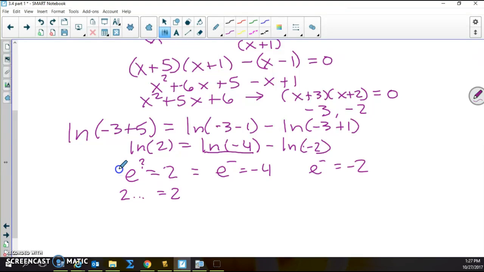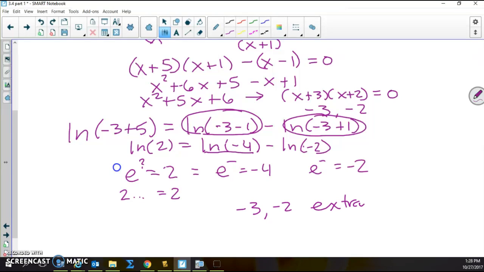We can see plugging in negative 3 yields negatives on the right hand side. Negative 2 in this first case, negative 2 minus 1 would give us the natural log of negative 3. Negative 2 plus 1 would give us the natural log of negative 1. So both negative 3 and negative 2 are extraneous solutions, and we have further investigation to do.